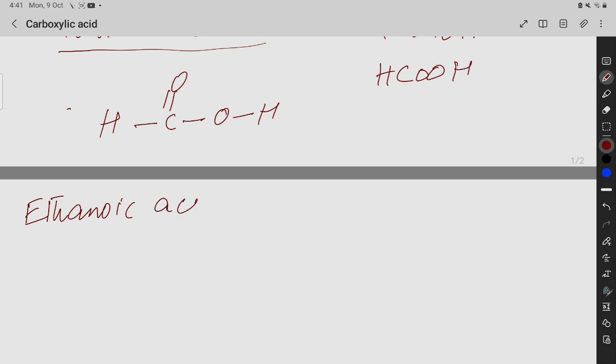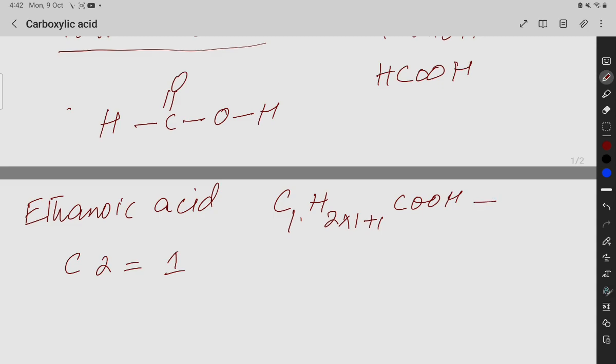तो वी आर टेकिंग n इज इक्वल टू 1, ठीक है. C1 H2 multiplied by 1 plus 1, COOH, and this is CH3COOH, and this is the structural formula, displayed structural, C double bond O, O and H. Is that clear?